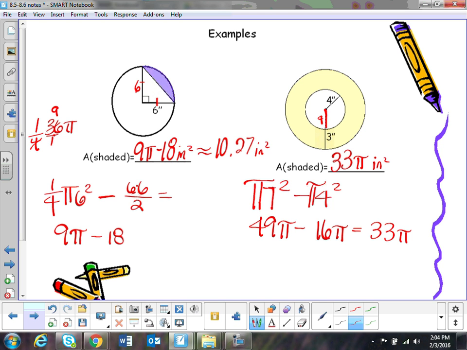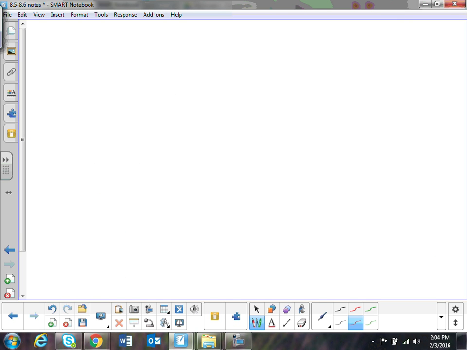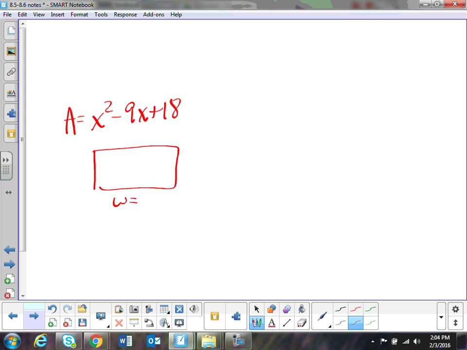Alright, pretty easy. Okay, the last two you have on there, let's just kind of review that. What's the area? Let's just do one. The area of one of them. X squared plus 9x plus 18. Okay, so they gave us the area of one. Now you have to find what W is and what L is. So it's kind of like going backwards.